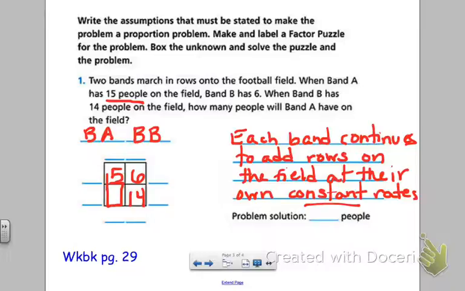So let's see, 15 and 6, they have a common factor of 3. 3 times 5 is what gives me 15. 2 times 3 is what gives me 6. 2 times 7 gives me 14, meaning the missing number must be 35. So when band A has 35 people on the field, band B would have that 14.